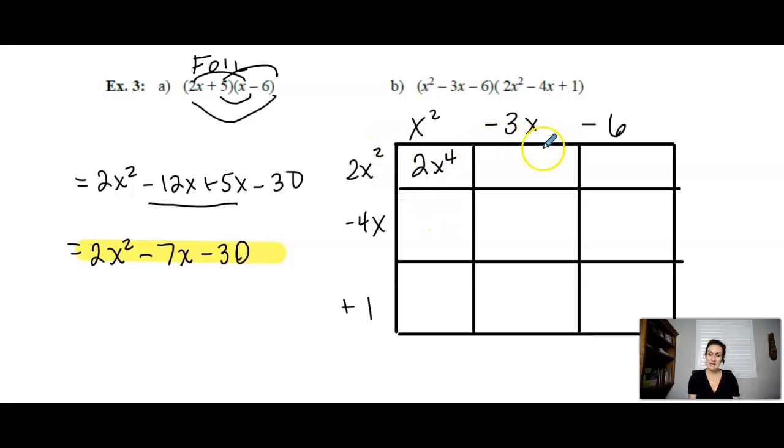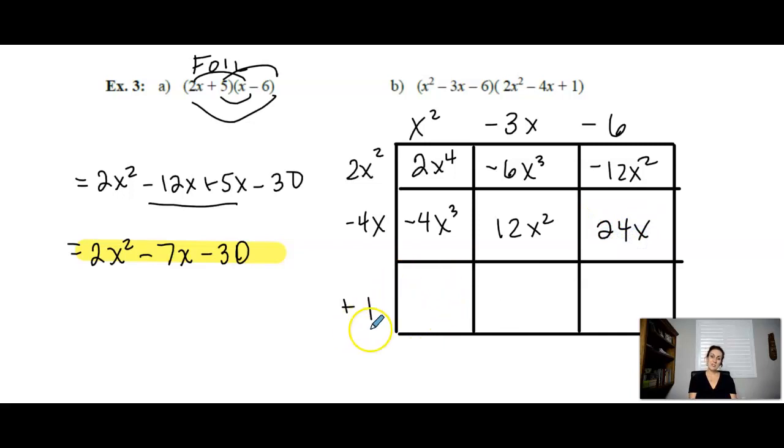2x squared times -3x is -6x cubed. And 2x squared times -6 is -12x squared. I recommend you stop the video and try to fill in the rest of the boxes. All right, -4x times x squared is -4x cubed. -4x times -3x is 12x squared. -4x times -6 is 24x. And then this last box, you take the 1 and multiply it to the x squared. You get x squared. 1 times -3x is -3x, and 1 times -6 is -6.